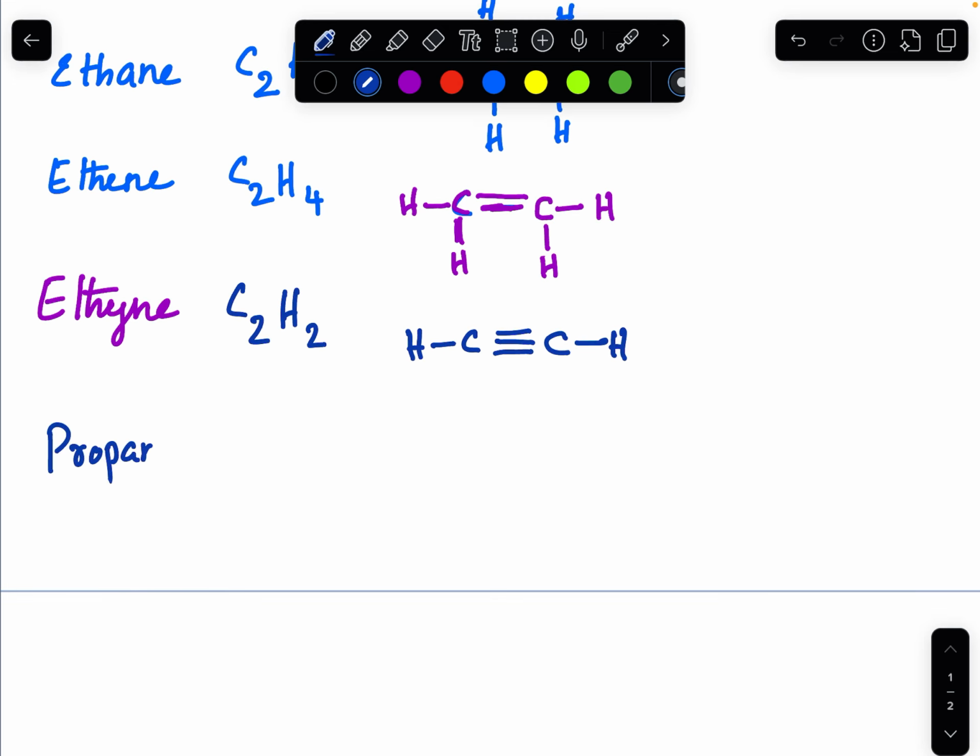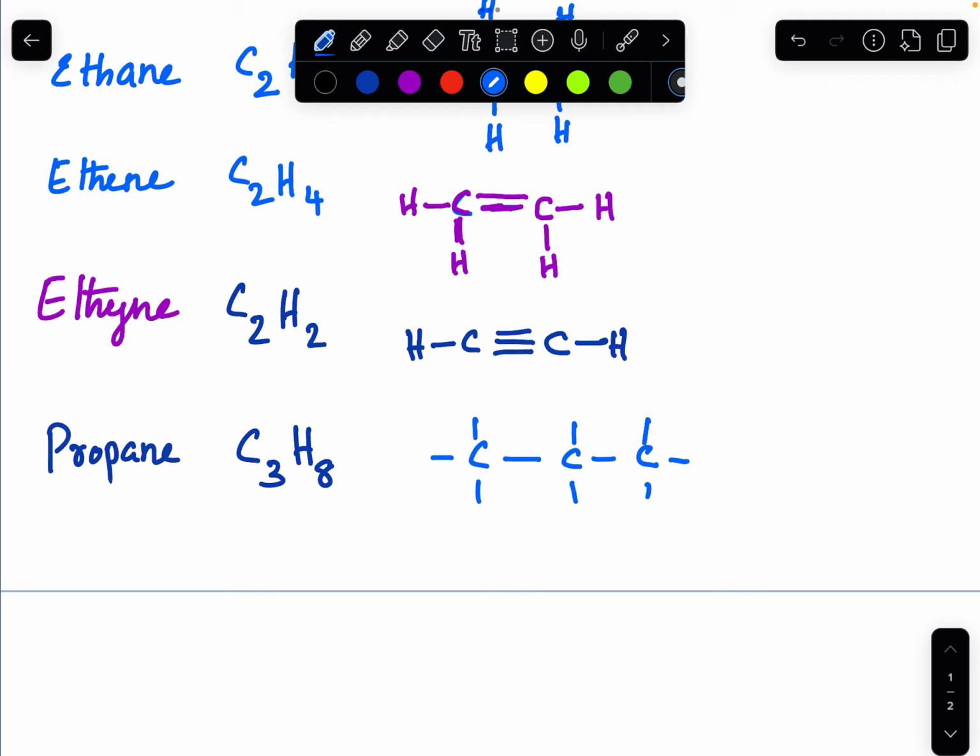I'm going to draw propane. Propane is C3, then 2 times 3 plus 2, which is 8. Okay, so there are 3 carbon. Again, use the same strategy. 3 carbon means you are drawing 3. And there are 8 hydrogen.